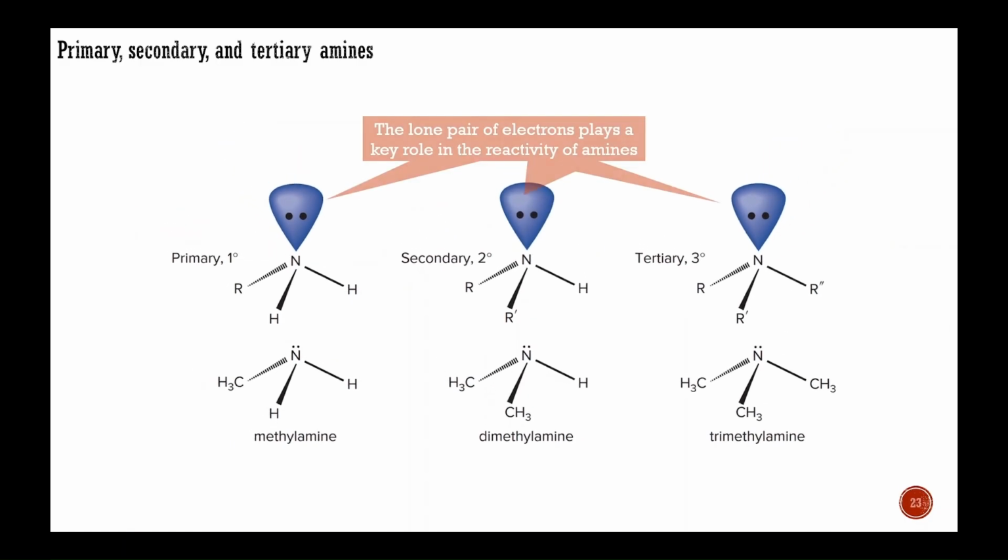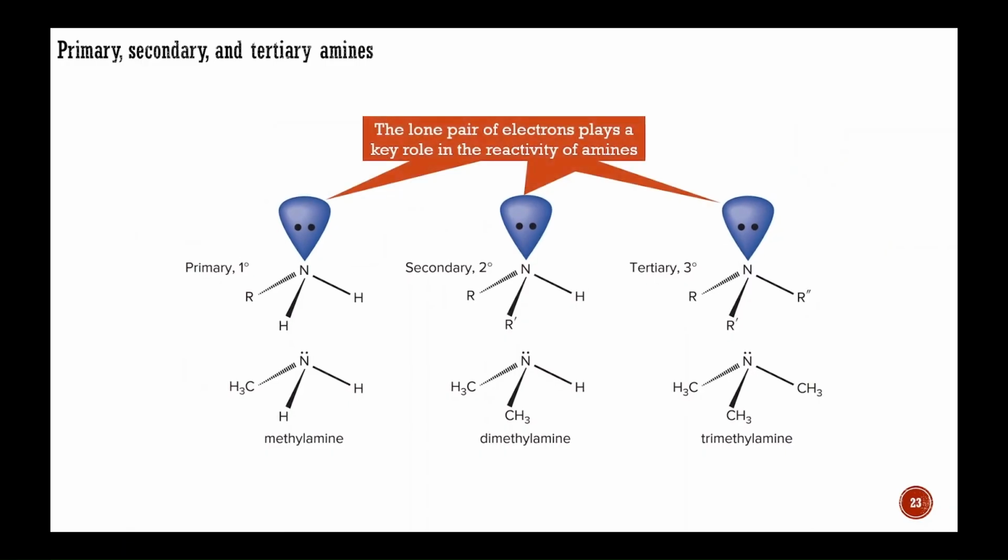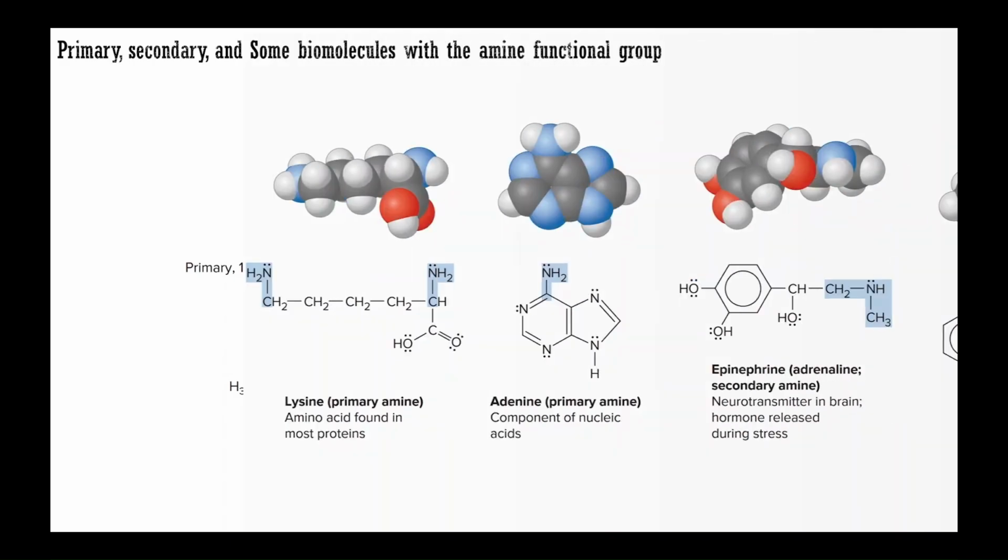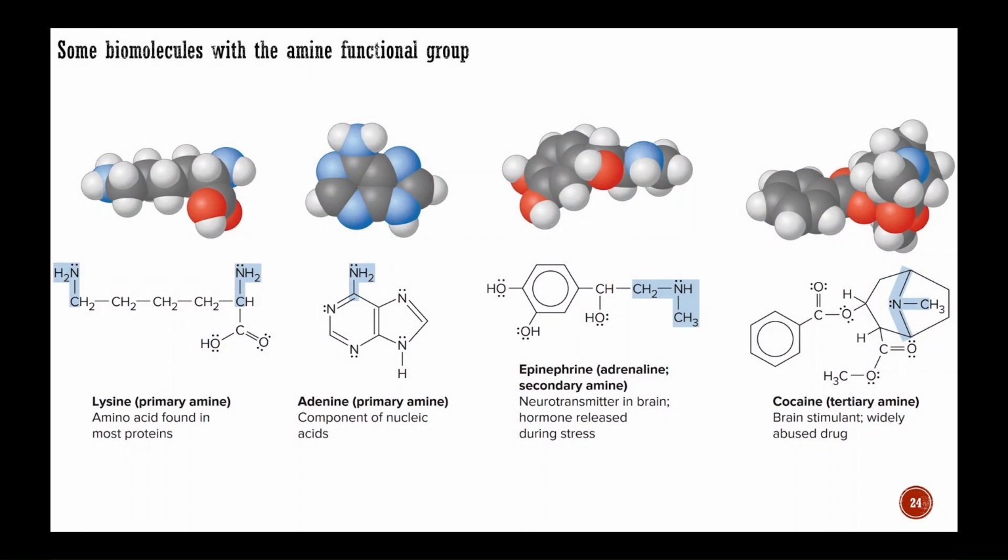Like ammonia, amines have a trigonal pyramidal shape with a lone pair of electrons on a partially negative nitrogen atom, which plays a key role in amine reactivity. The amine functional group is widespread in many natural products, including, but not limited to, amino acids, alkaloids, and nucleic bases. The amino group is also common in biologically active molecules such as epinephrine, adrenaline, and cocaine.